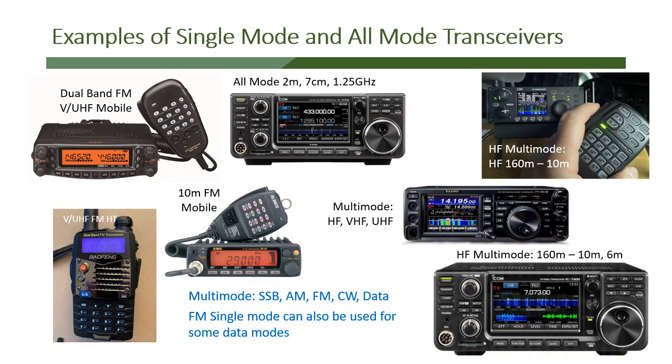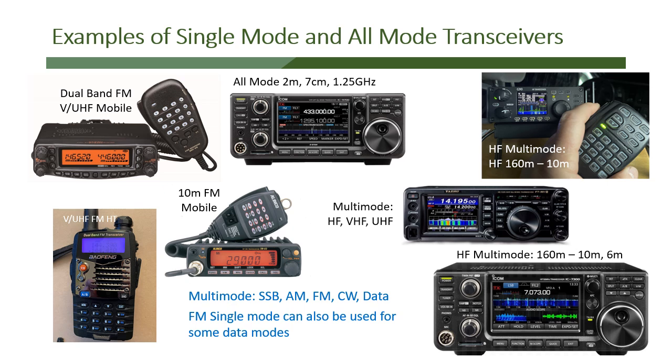So let's look at some examples of single mode and all mode transceivers. Single mode transceivers are basically ones that do only one mode, in this case FM. So we're talking mostly only here about FM as a single mode. And when we do FM, we can also do data. So even though I'm using FM here as the single mode, it is possible to do some types of data modes with FM as well.